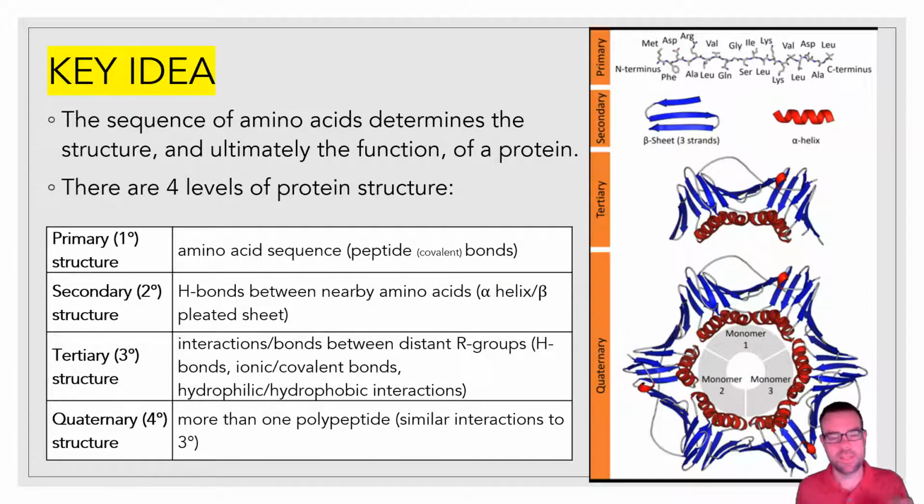So this is key. The structure of the amino acid chain, the protein, determines its function. If the structure is wrong, the function's wrong. So there are 4 levels. From primary, which is just the amino acids in a row; secondary, which is some local folding; tertiary, which is more distant, more complicated 3D structure; to quaternary structure, which is where you have more than one polypeptide chain interacting. So I'm going to go through these individually.